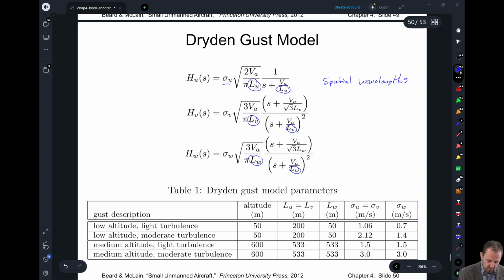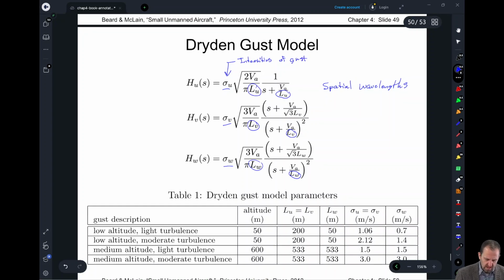And together with the amplitude, where it's defined, these values define the intensities of the gust in each direction. So together with the intensities and the spatial wavelengths, we can come up with these equations for the Dryden gust model.